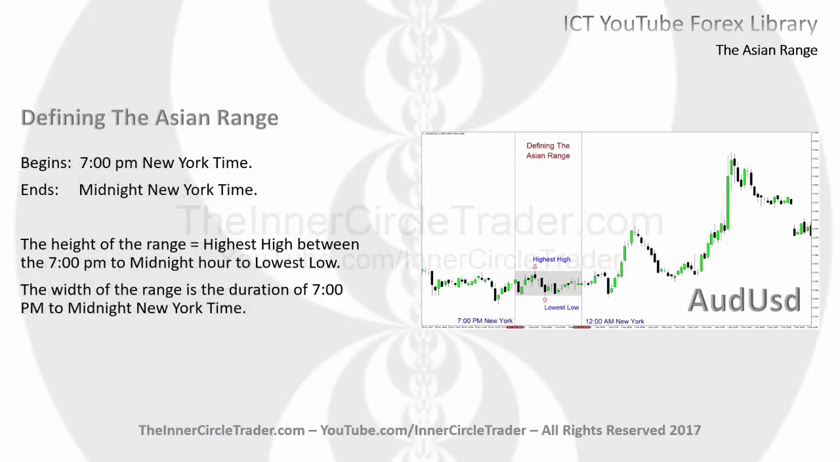Okay, so let's define the Asian range. What is it that we can do in our charts to make it appear and draw our attention to it? Well, the range begins at 7 p.m. New York time, and it ends at midnight New York time.